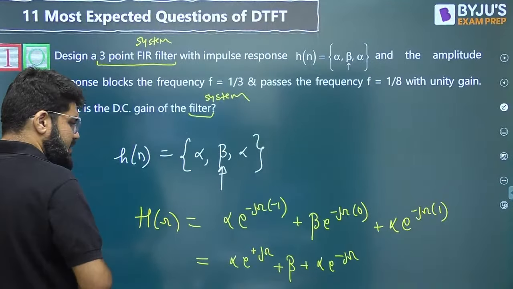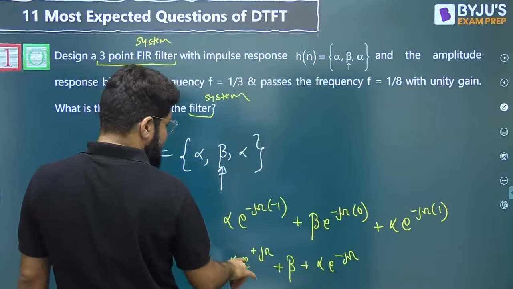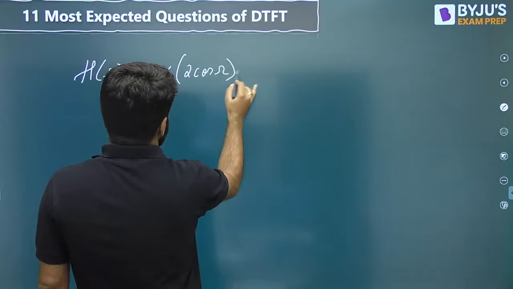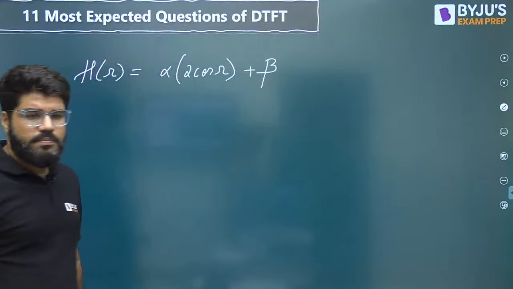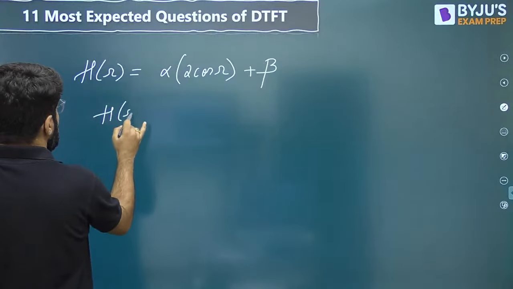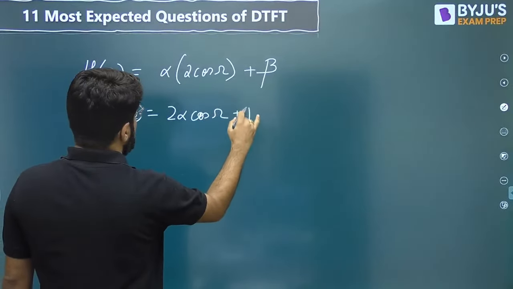So H of omega is equal to, taking alpha common, alpha times e power j theta plus e power minus j theta, which will become 2 cos theta. So that is 2 cos omega, plus beta. That is H omega, or H omega is 2 alpha cos omega plus beta.